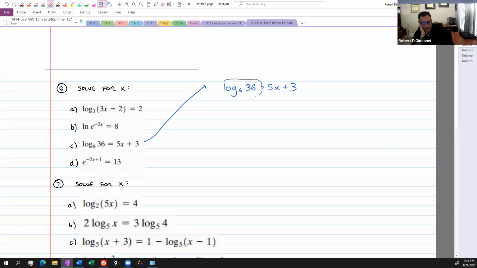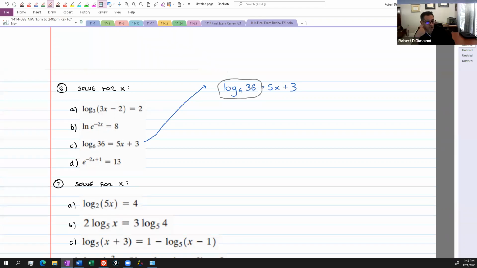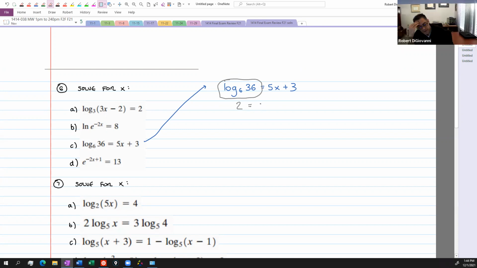Can somebody tell me what this is? What is that really asking you? 6 to what power equals 36? Yeah, 6 to what power is 36? 2. So this is just 2 equals 5x plus 3. And so now you just subtract 3 on both sides and divide by 5. And you get your solution.